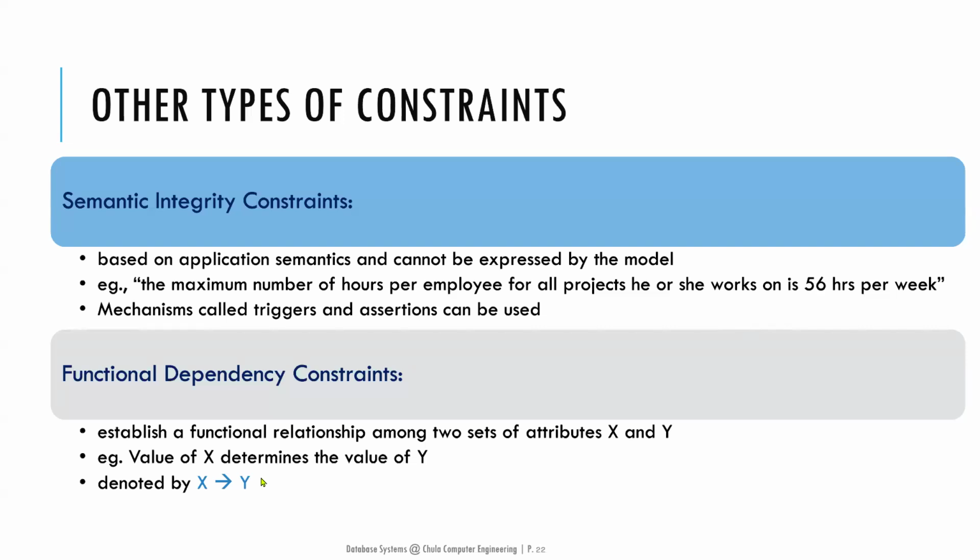Functional dependency is another type of constraint. We establish a functional relationship among two sets of attributes, let's say attribute set X and attribute set Y. We say that the value of X determines the value of Y. For example, if I know the citizen ID, I would know exactly the name of that person, right? So it's a dependency from one attribute to another.